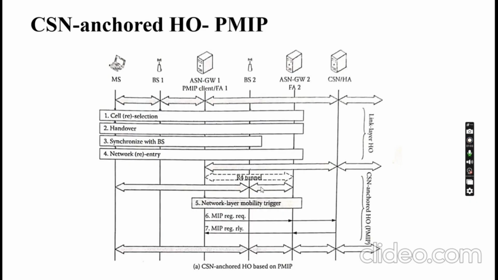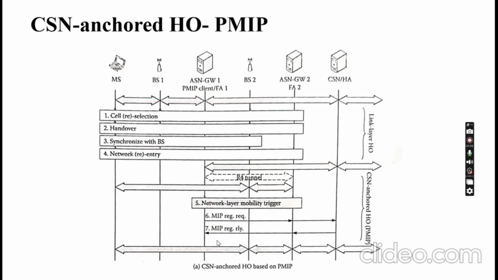Next, after tunneling, decapsulating and encapsulating, network layer mobility will get triggered, so that the control of the mobile station will be moved from base station one to base station two. Again, the control will also be transferred from gateway number 1 to gateway number 2. That is governed here. Network layer mobility will govern the call transfer from gateway 1 to gateway 2. After that, a MIP, mobile IP registration request will be sent to the CSN for the new mobile station entry.